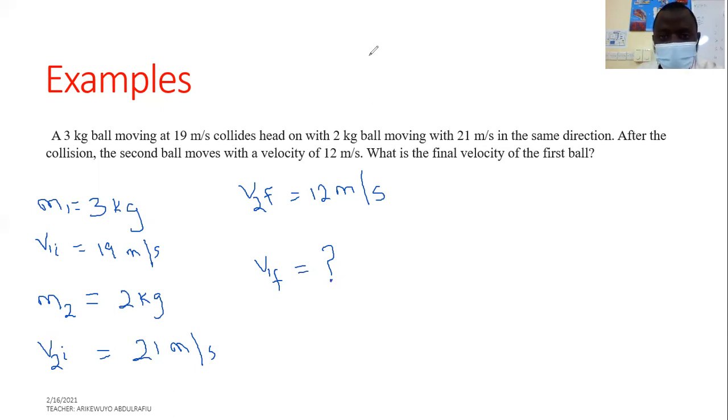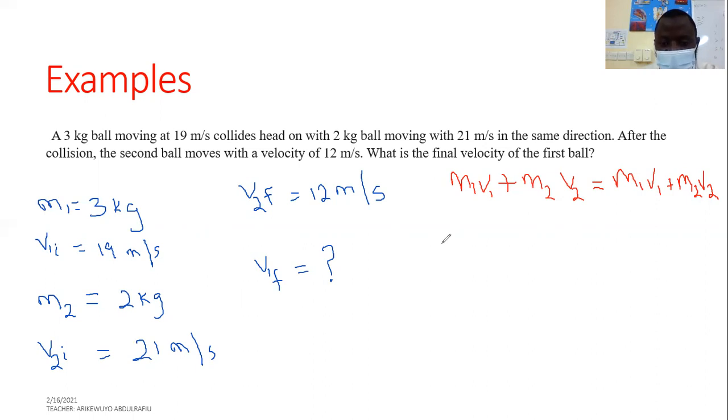So we are going to take the equation for elastic collision, which says that m1 v1 initial plus m2 v2 initial is equal to m1 v1 final plus m2 v2 final. This is the equation. If I come to my values, you will see that I have everything apart from v1 final. I don't have this. So now, let me calculate this.